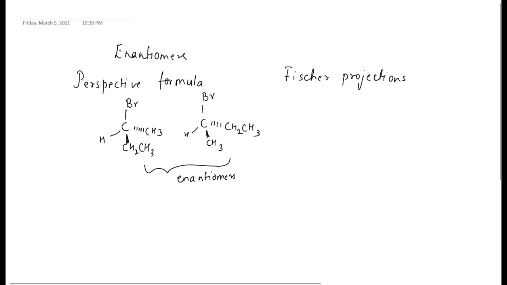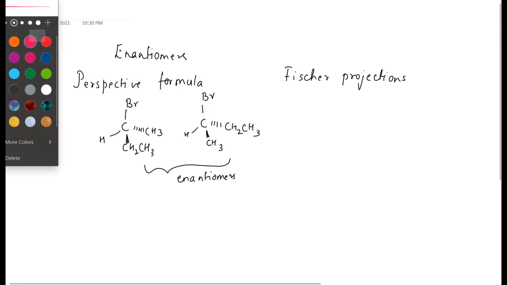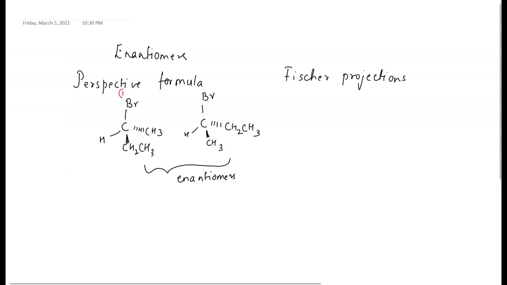Let's do that. So in this case, let's give the priorities. We have bromine number 1, CH2, CH3 number 2, CH3 number 3, and hydrogen as number 4. Now since hydrogen is not at the back, we will swap it with the group that is at the back. So you can have 4 here and 3 here. Okay, now your lowest priority is at the back.